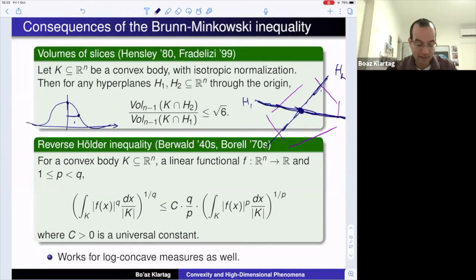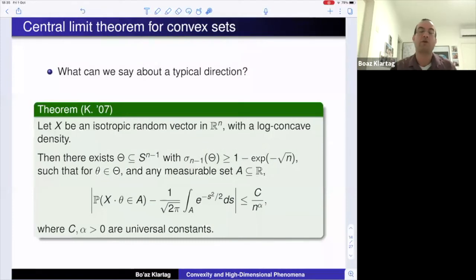Another example of a consequence of the Minkowski inequality is the reverse Hölder inequality. So for linear functionals, actually it's also true for polynomials of degree 2 or 3 or more, you can reverse the Hölder inequality. The L^q norm is larger than the L^p norm if q is larger than p, but not by much, only by some bounded factor. Okay, so this is a property that is correct for any marginal of a convex set, any log concave distribution. What can you say? Can you say more about a typical direction?